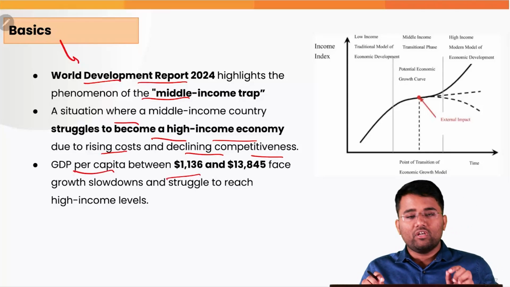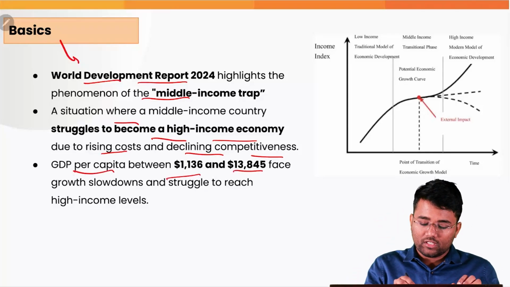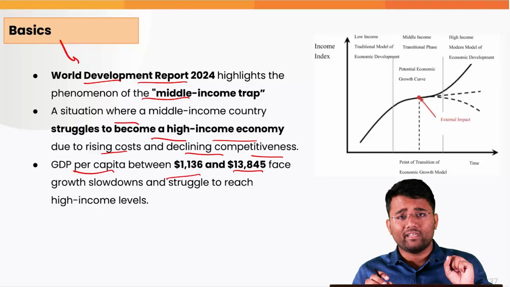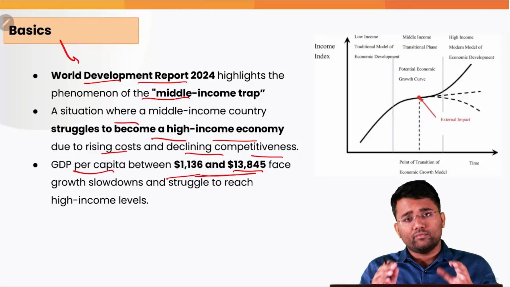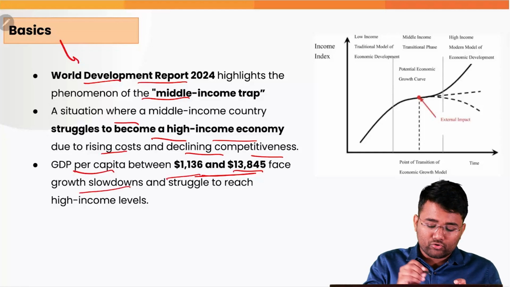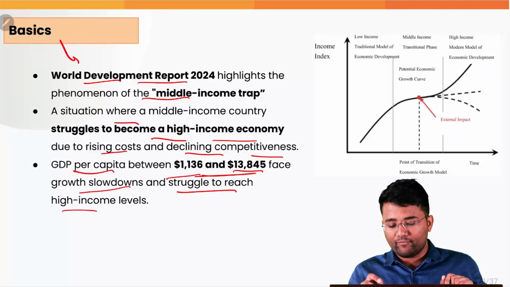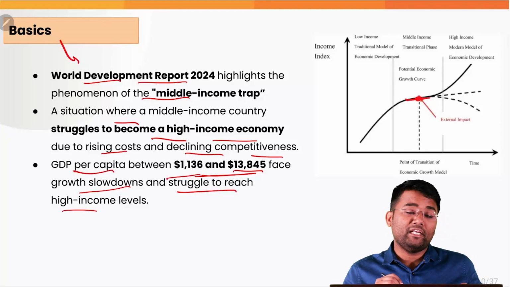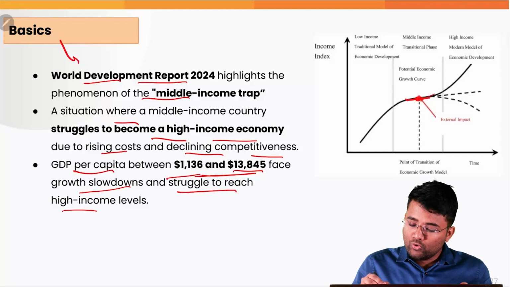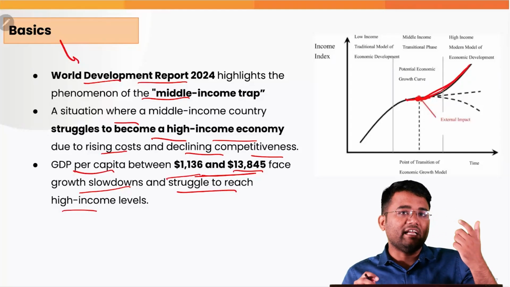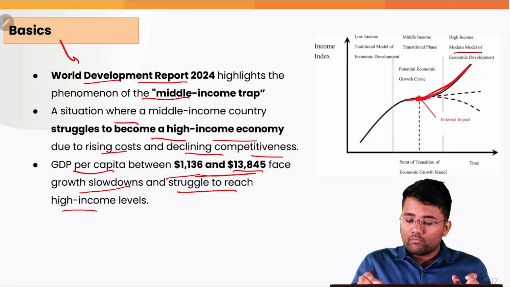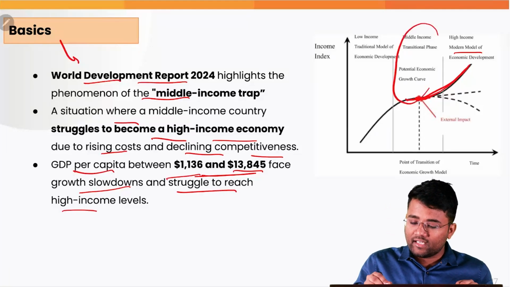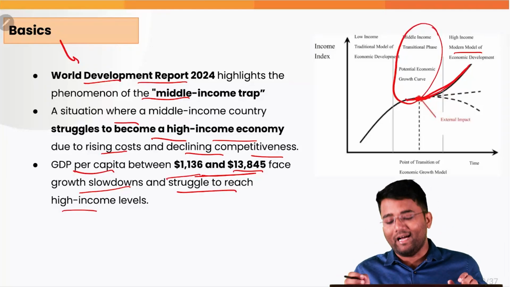GDP per capita between $1,136 to $13,845 is the bracket where we consider a particular country as a middle income country. And these kinds of countries which fall in this range face growth slowdowns and struggle to reach high income levels. If you look into this graph, this is the middle income trap that is mainly faced by some of the countries, that they do not achieve this high income zone where there is high per capita GDP. The modern model of economic development cannot be achieved, and they are stuck in this transitional phase from low income to high income.